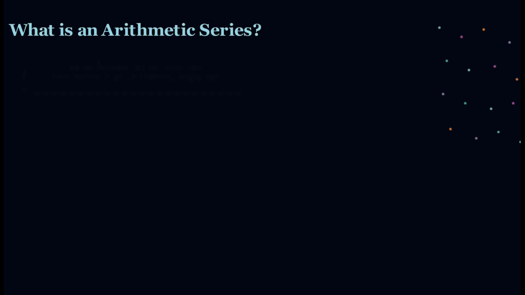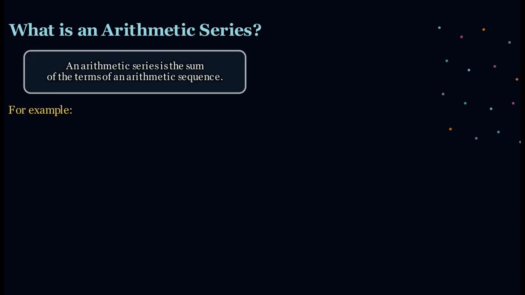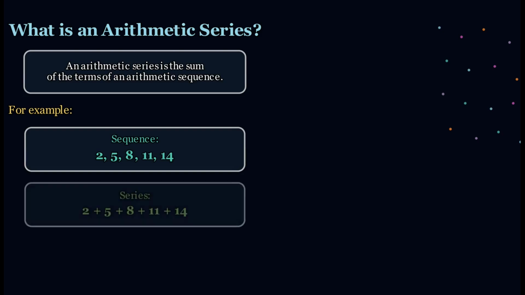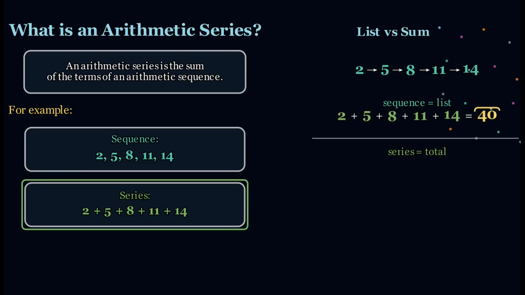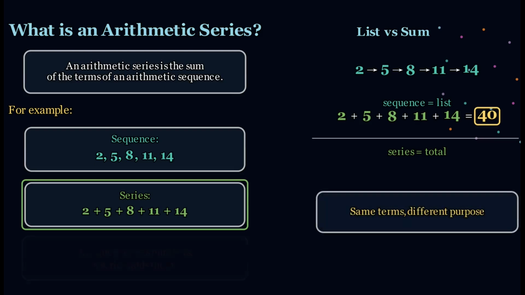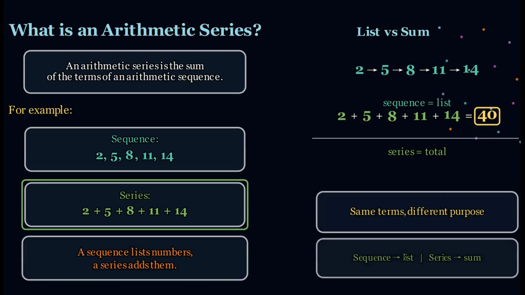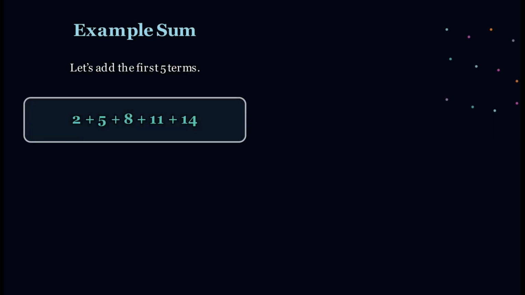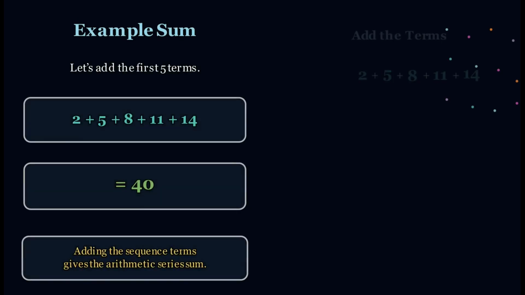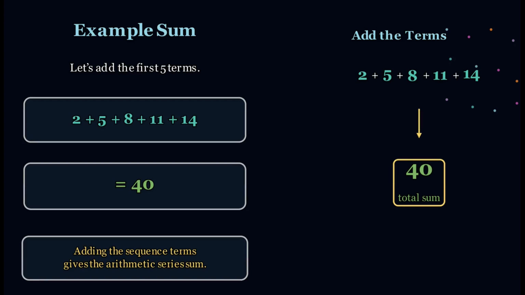An arithmetic series is the sum of the terms of an arithmetic sequence. For example, take the arithmetic sequence 2, 5, 8, 11, 14. So the series is 2 plus 5 plus 8 plus 11 plus 14, the total sum. A sequence lists the numbers. A series adds them. Let's add the first 5 terms: 2 plus 5 plus 8 plus 11 plus 14. So the sum is 40.